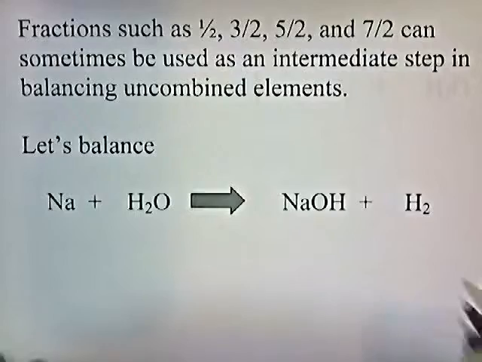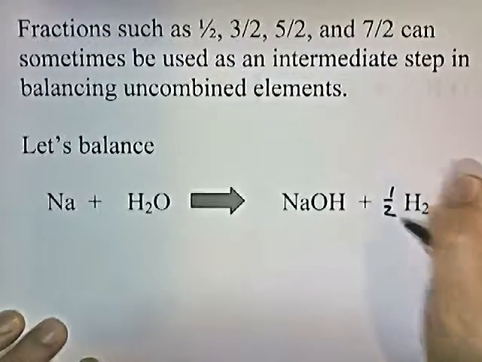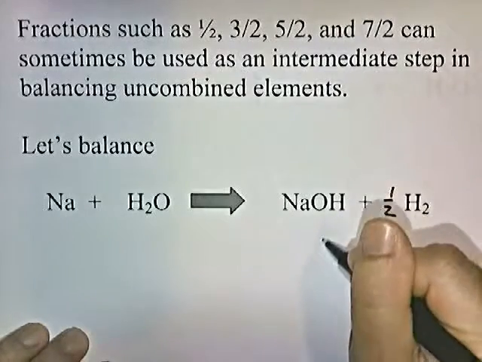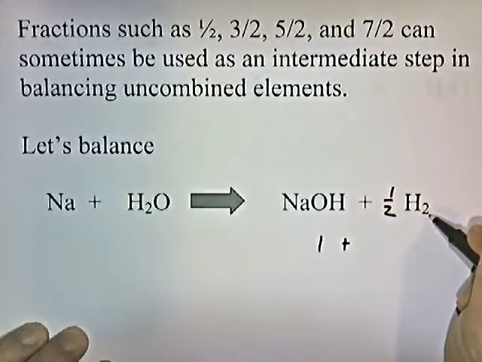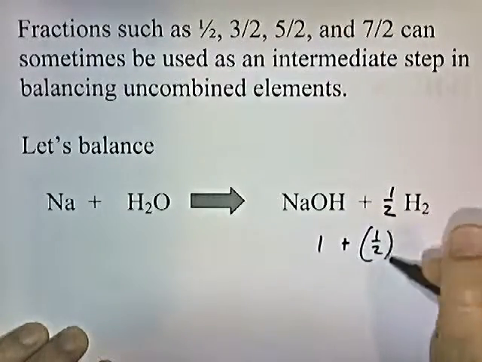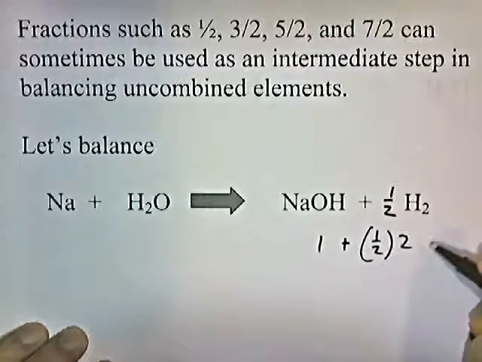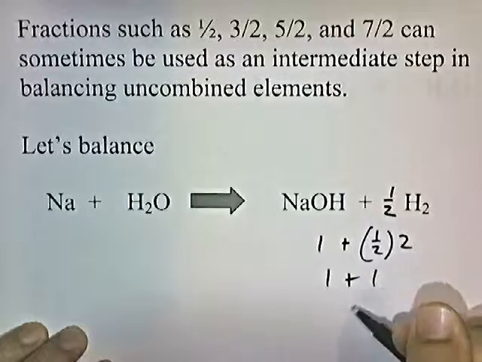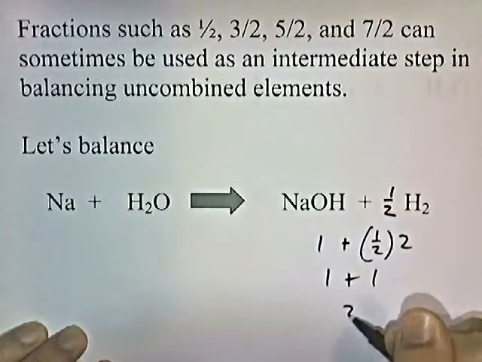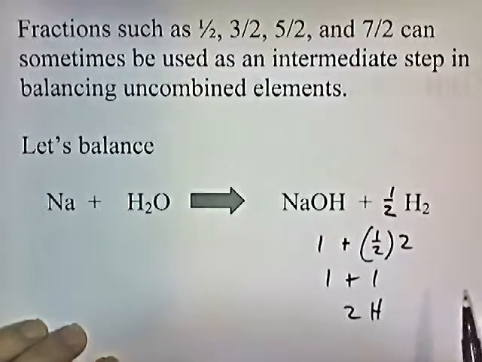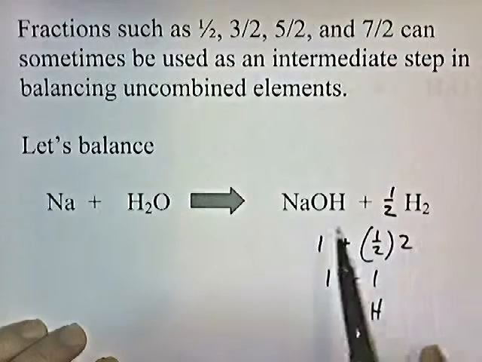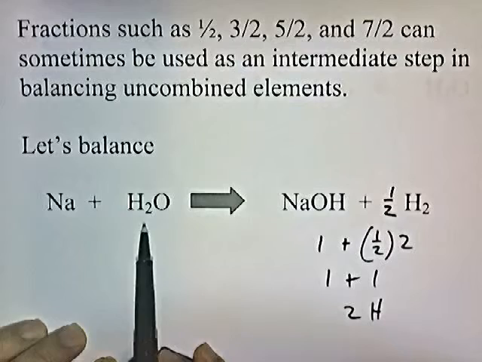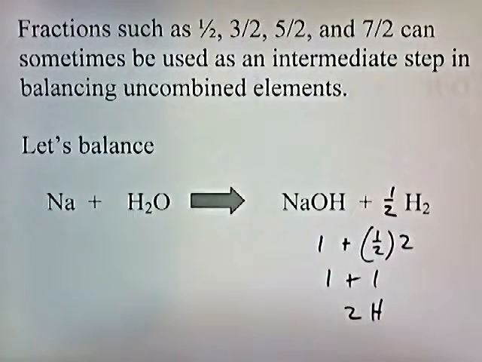Well, if I put a 1/2 in front of the H2, we would then have 1 hydrogen plus 1/2 times 2. So 1/2 times 2 is 1. So that's going to give me 2 hydrogens. So you'll have a total of 2 hydrogens on this side if I put a 1/2 in front right here, and then we have 2 hydrogens right there. So now the equation is balanced.